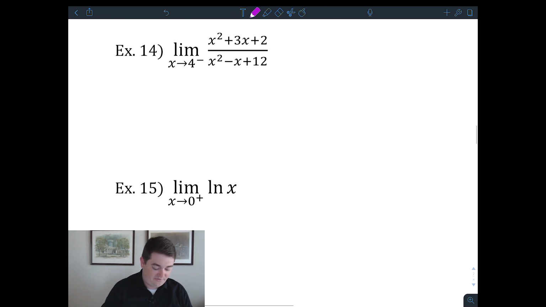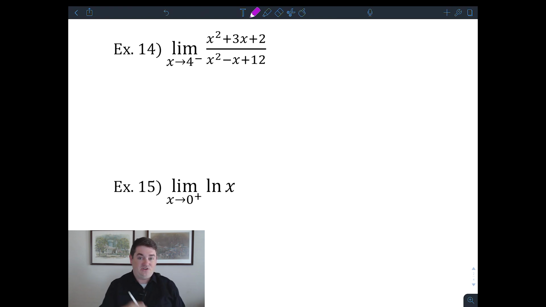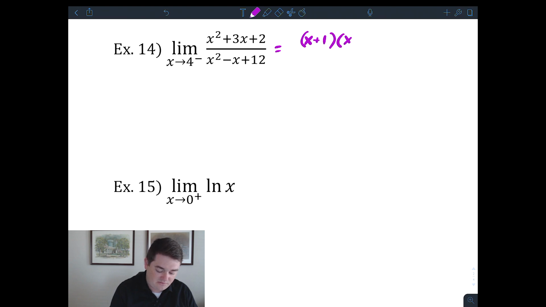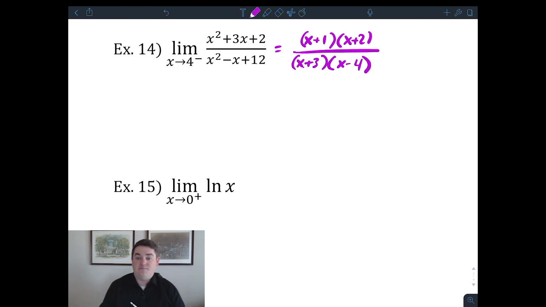Okay? Example 14. Notice this is the exact same question as we had before, so I already know how to factor this. (x plus 1)(x plus 2) divided by (x plus 3)(x minus 4). So I'm taking the limit as x approaches 4 from the left, and I can see that's going to cause me to divide by 0. I have another vertical asymptote here.